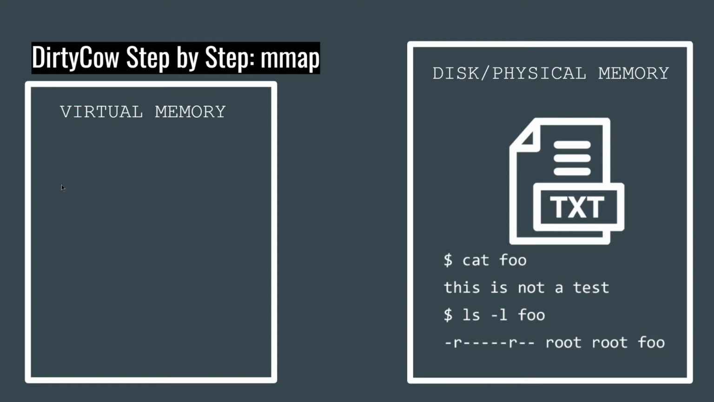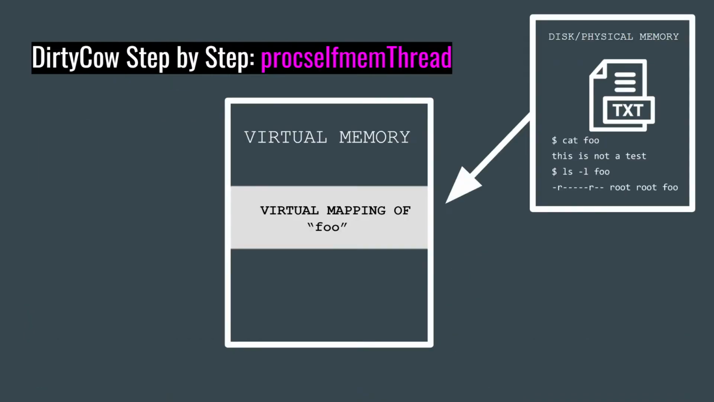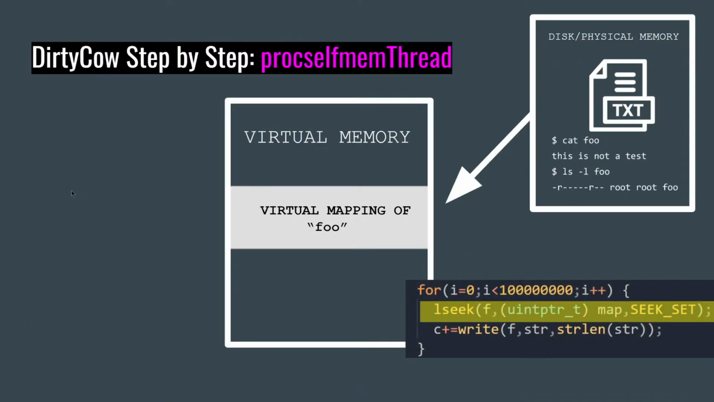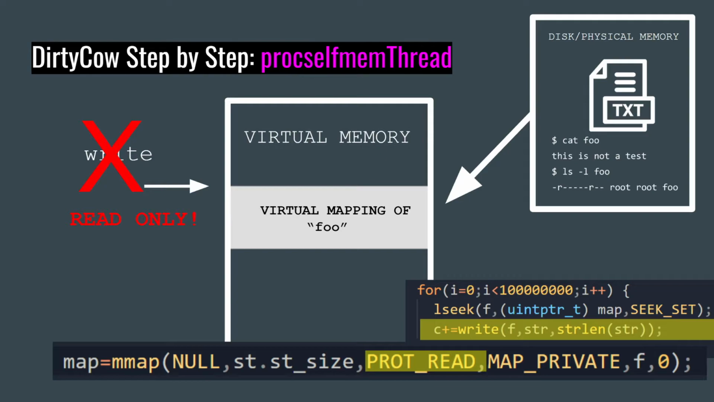Now let's put it all together. This is the normal flow of execution. First, we make our mmap call, and that reads our read-only file into our virtual memory, like so. Next, our first function calls lseek, moving our file pointer to the beginning of the mapped region. After our lseek call, we have our write call. However, remember that this region of memory is marked read-only, so normally we would get an error because we do not have permission to write to that memory.